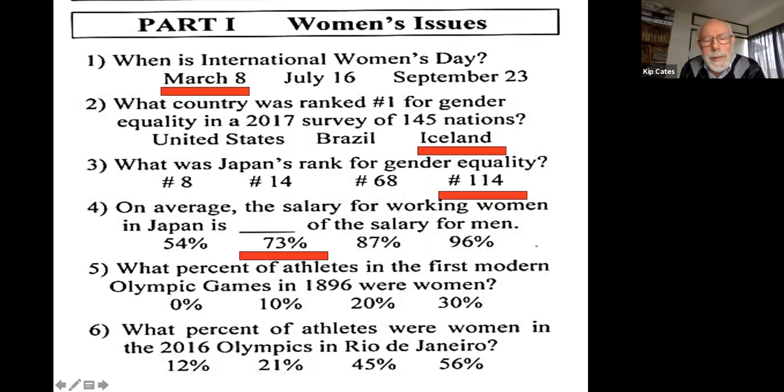5 and 6 are Olympic questions. Number 5, what % of athletes in the first modern Olympic Games in 1896 were women? The answer is 0. There were no women at all in the first Olympics. And number 6, what % of athletes were women in Rio? The answer is 45%. For Tokyo, we're guessing maybe it'll be 48, 49%, almost 50-50 finally. That took a long time.